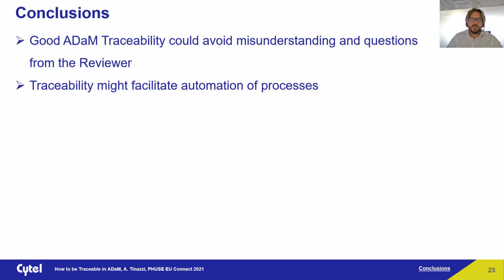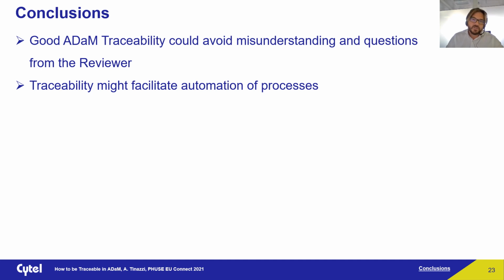Reaching the end, in conclusion, good ADaM traceability could avoid misunderstanding and questions from the reviewer. When traceability is successfully implemented, it is in fact possible for the reviewer to identify things like information that exists in the submitted SDTM data, information that is derived or imputed within the ADaM datasets, the method used to create, derive, or impute data, and information, records, visits, etc. used for analysis, in contrast with those that are not used for the analysis, but yet included in the ADaM dataset for traceability purposes or for future analysis.